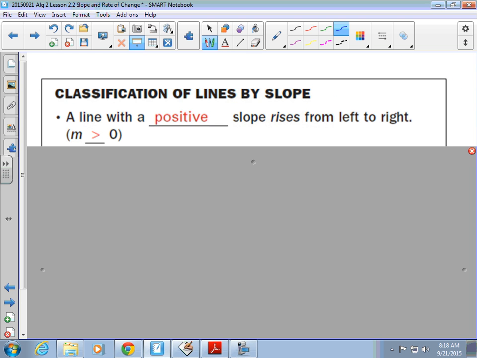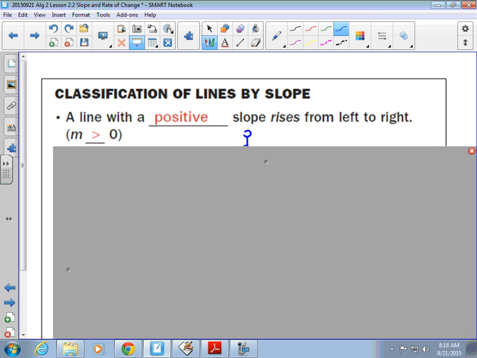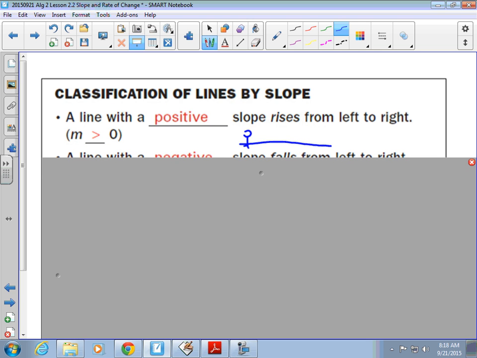Here are classifying lines by their slope. If m is positive, or if m is greater than 0, m represents slope. It rises from left to right. Think about something positive as going up a ramp. Like if this is your little man and he's walking along this road right here. If he's walking on this road, he's got to go up. He's got to go up a ramp for it to be positive. This slope right here, from left to right, like I said, it rises.